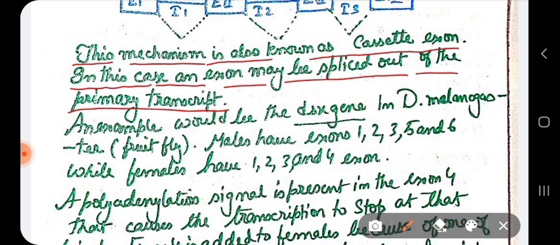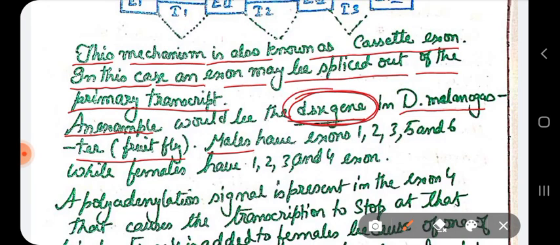The best example of exon skipping is the DSX gene found in Drosophila melanogaster, which is the fruit fly. Normally, in males, the DSX gene has a series of exons.